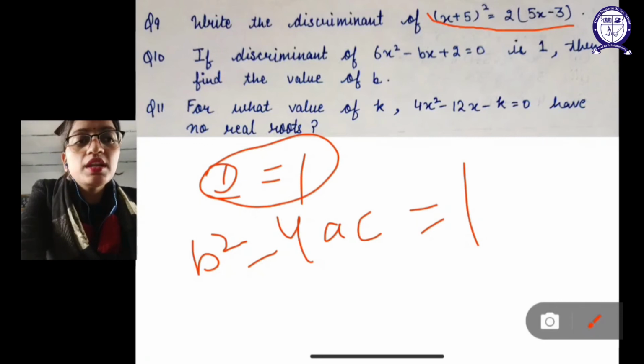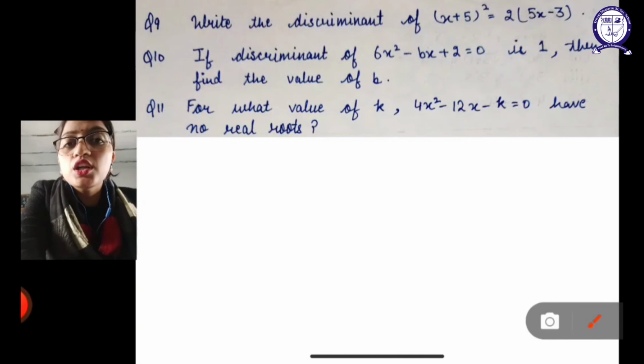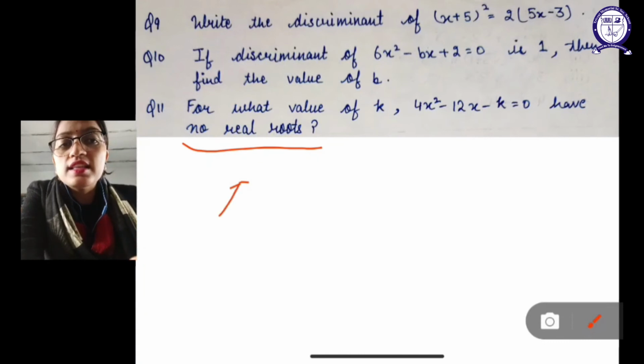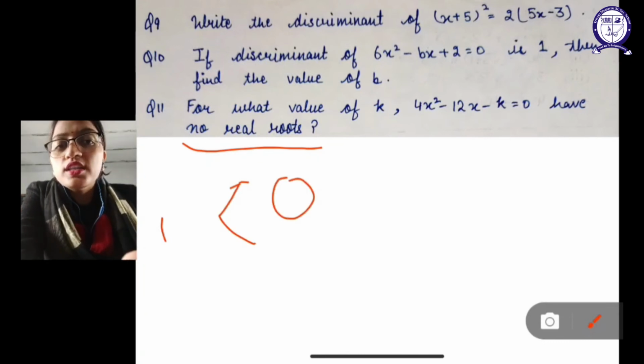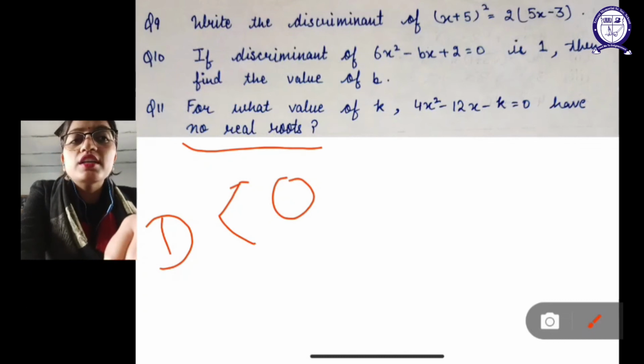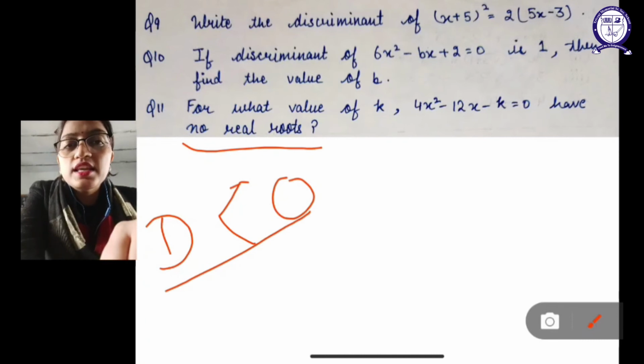Now question number 11 is also the same. It says for what value of k this equation has no real root. Now it says it has no real root. What does it mean, no real root? That is, the root doesn't exist. It says that D is less than 0. So we will just find out b square minus 4ac and then we will put it less than 0.